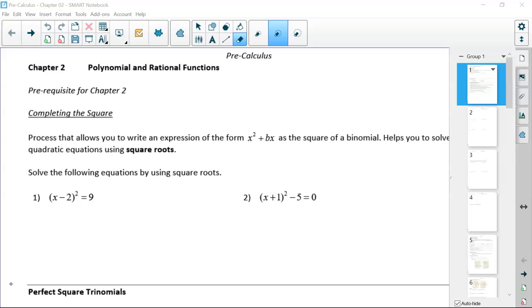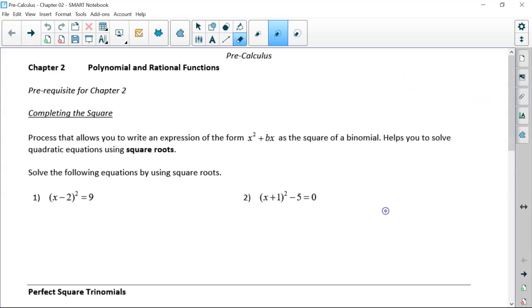So completing the square is a process which allows you to write an expression in the form of x squared plus bx as the square of a binomial. It's going to help us solve quadratic equations by using square roots, another way to solve a quadratic. Now, we're going to start by solving by square roots.